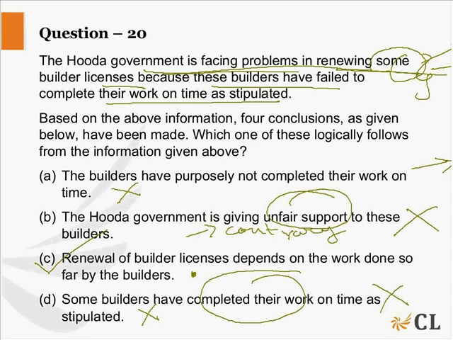Is it? Yes, sir. Okay, so let's move to the next question.